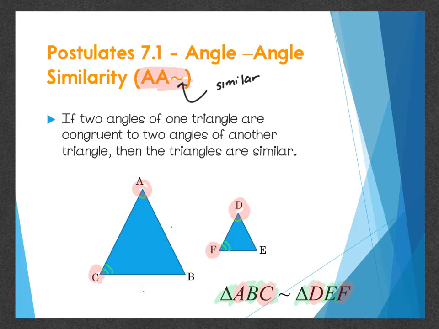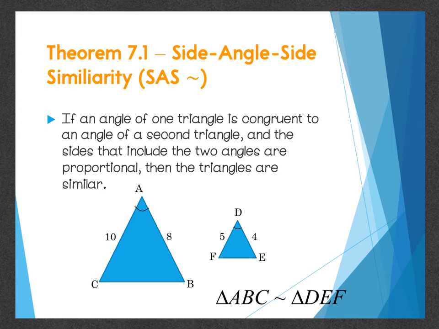So we're going to learn 3 of these shortcuts. They only apply to triangles. First is angle, angle. Anybody still copying that down? Okay. Second is side, angle, side, similarity.